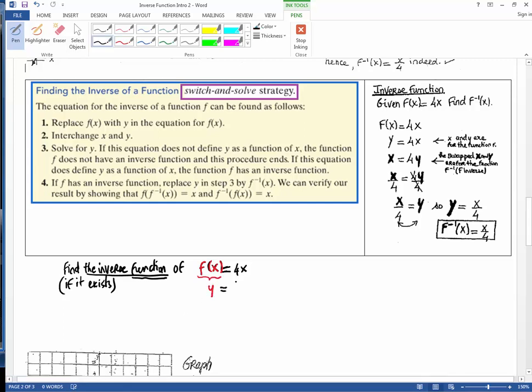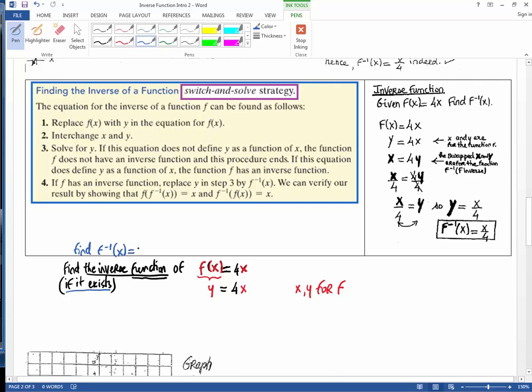Now red y goes with red x, so let me put a matching x color here in red. Okay. Now those x's and y's are for the function f. When they tell you to find the inverse function of f of x, what they're asking you to find is f inverse of x. And that's of course if it exists.